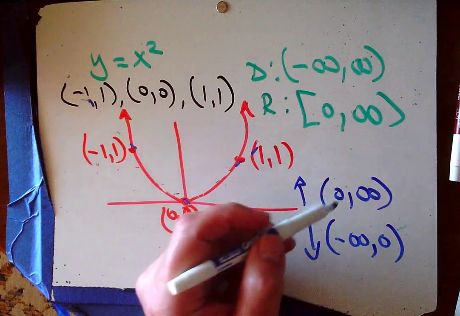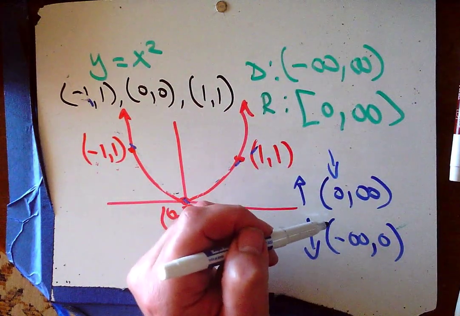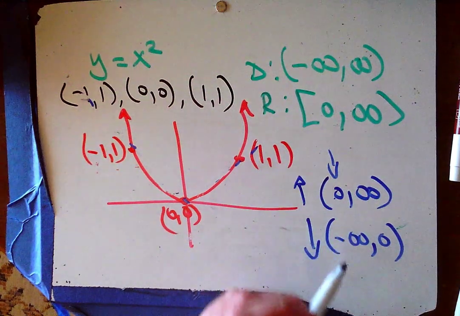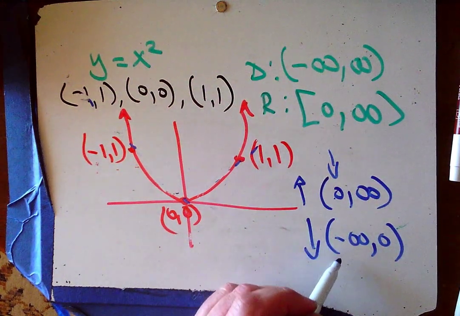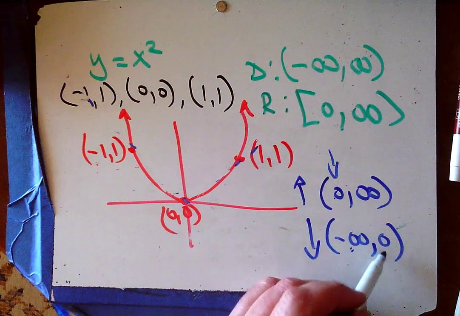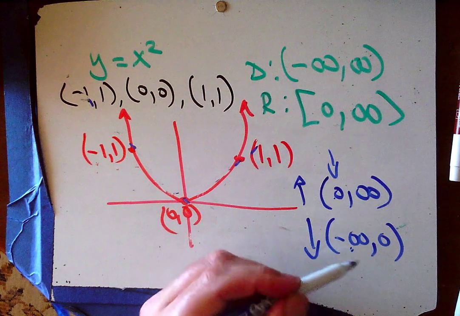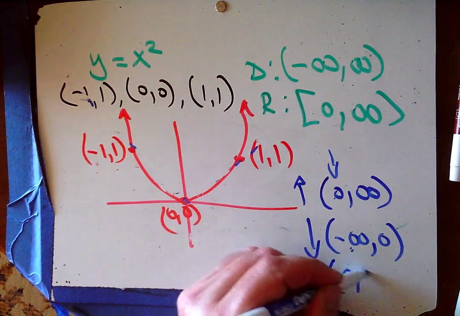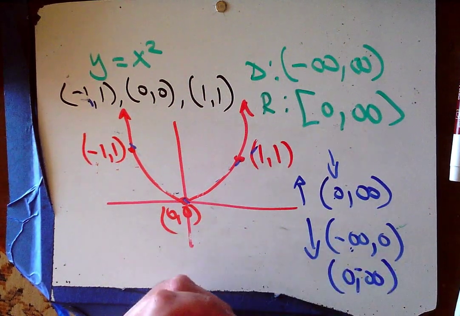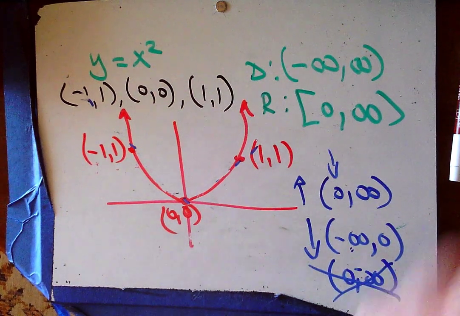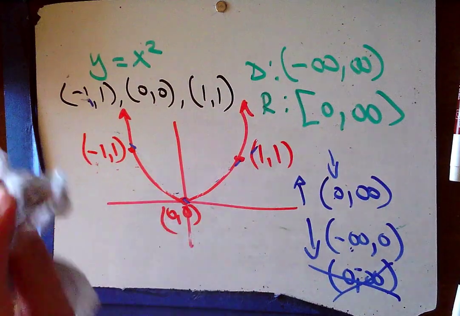When we use interval notation, we always put the smallest value first. 0 is smaller than positive infinity. But the smaller value here is negative infinity. That's much smaller than 0. So that's why I'm using this. Please don't write this, because that doesn't make any sense in my brain. I'll mark that wrong. Okay? All right, so there we've got y equals x squared, our basic parabola.